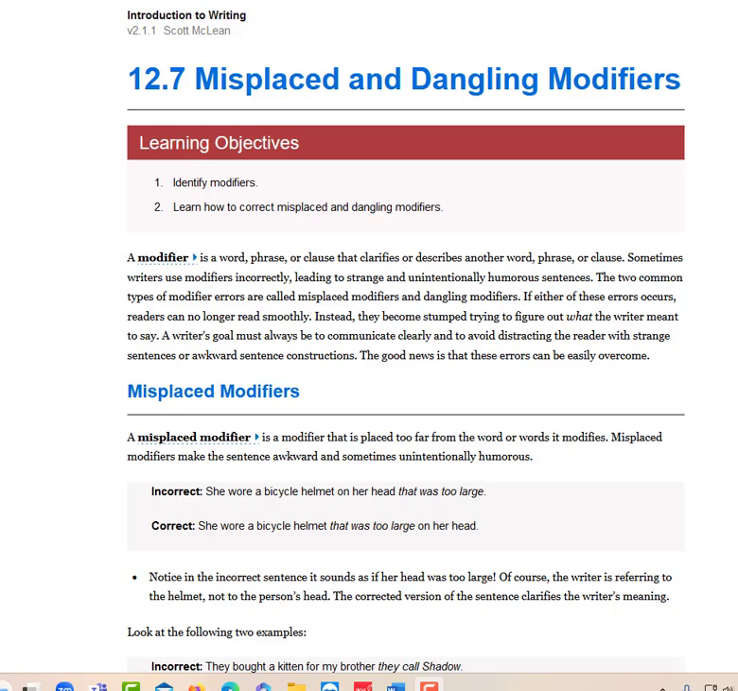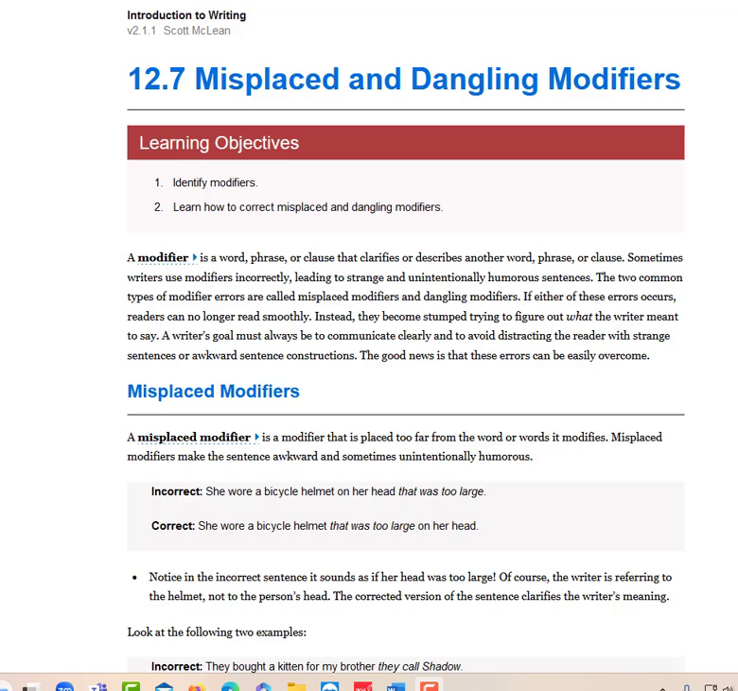A writer's goal must always be to communicate clearly and to avoid distracting the reader with strange sentences or awkward sentence constructions. The good news is that these errors can easily be overcome. Misplaced modifier. A misplaced modifier is a modifier that is placed too far from the word or words it modifies. Misplaced modifiers make the sentence awkward and sometimes unintentionally humorous.